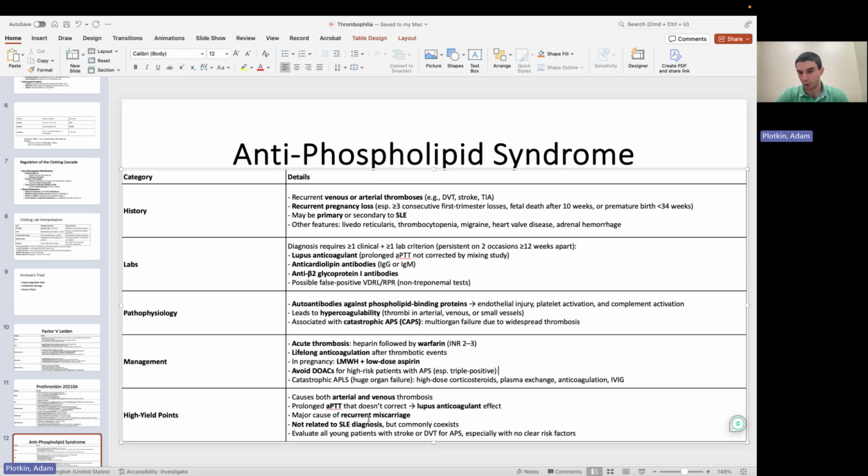This is a major cause of recurrent miscarriage. Another key thing that will key me in on antiphospholipid syndrome is they'll give me a vignette where the patient has had like 2 miscarriages, right? I should immediately be thinking about antiphospholipid syndrome. It's not related to lupus, but they do commonly coexist. And then we should evaluate all young patients with DVT for antiphospholipid syndrome, especially if they have no clear risk factors.